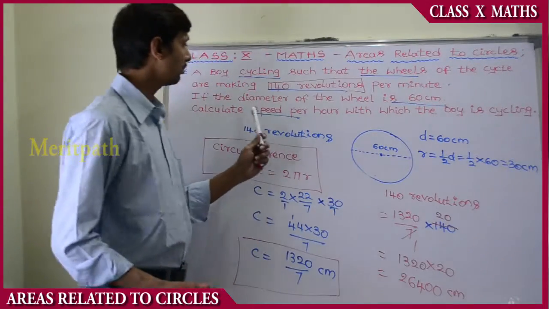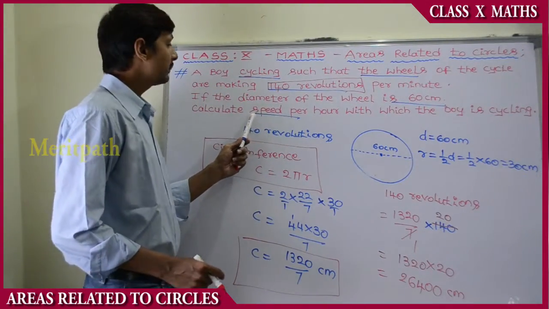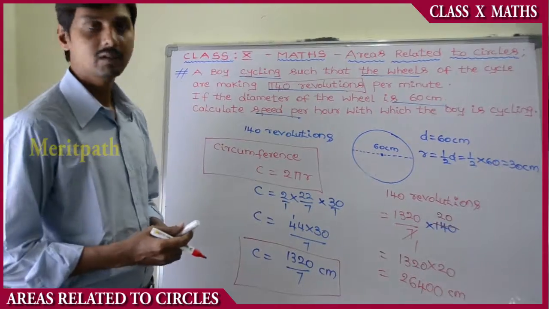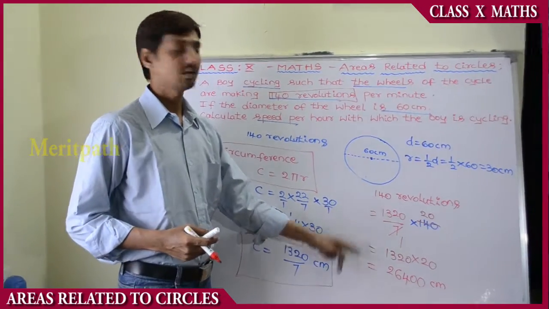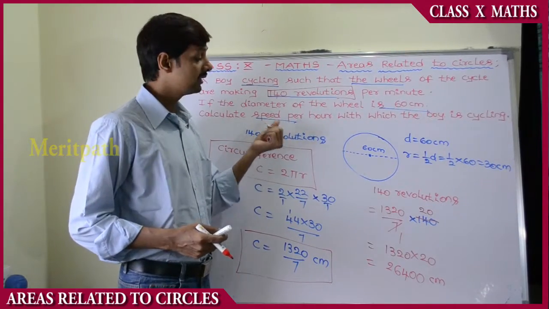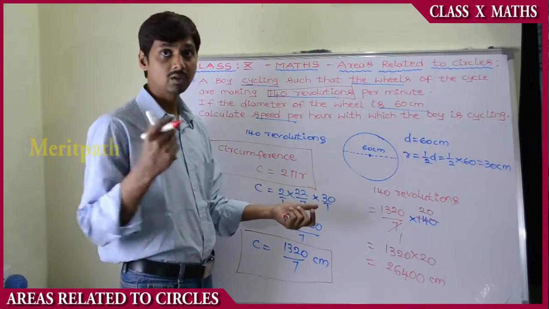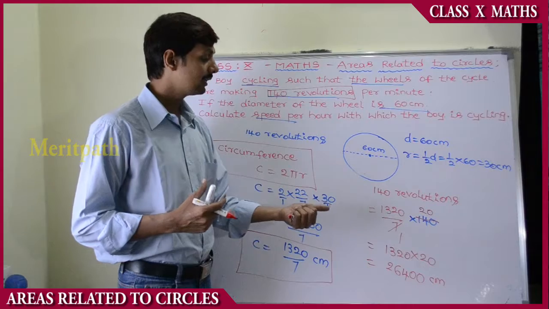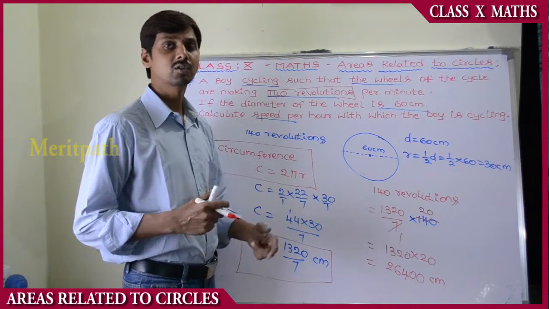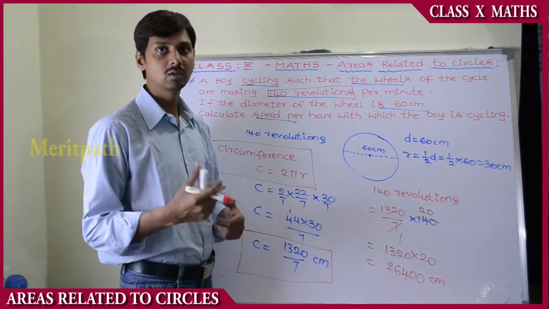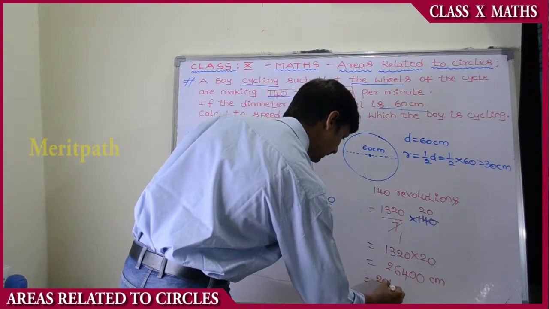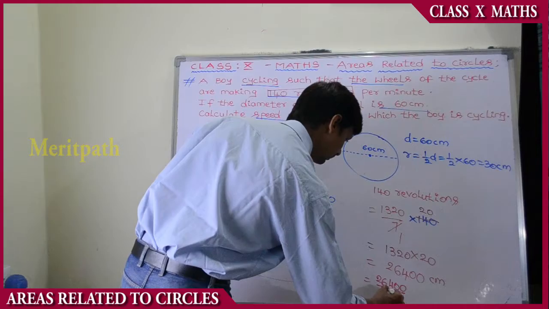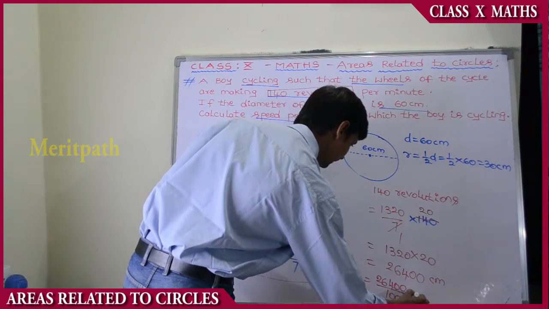So let's see the problem here. The speed is given per hour, so we need to find out the distance in kilometers. When the speed is per hour, we need to express this distance in kilometers. Here it is given in centimeters, so let's first change centimeters into meters. 26,400 divided by 100, then it changes into meters.